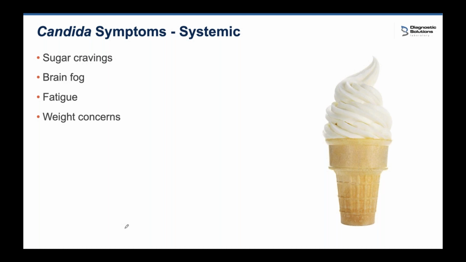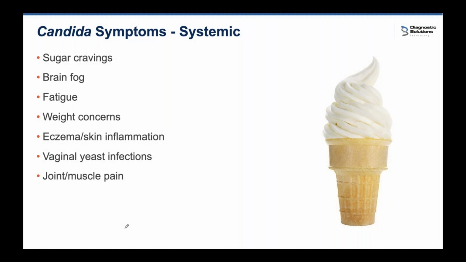You can have weight concerns, either difficulty losing weight, weight gain, difficulty gaining weight. You'll see skin stuff very frequently with Candida, kind of a red, hot skin. Eczema is very common. And then recurrent vaginal yeast infections, often you'll see recurrent UTIs as well, joint and muscle pain, and then your mood stuff.